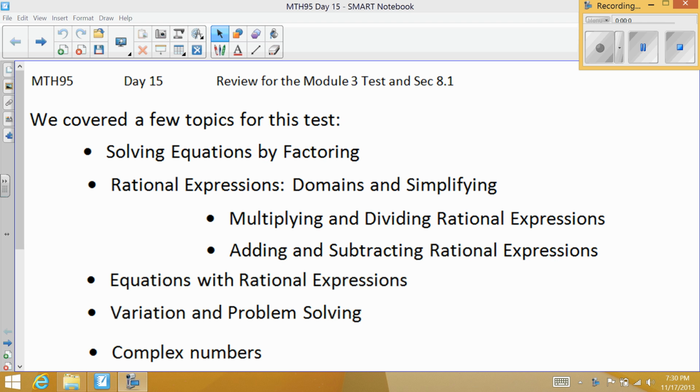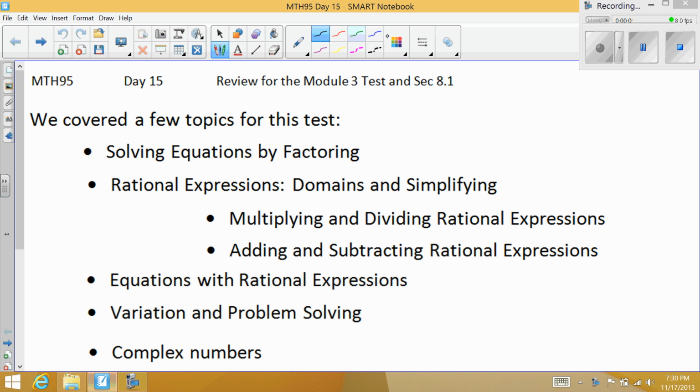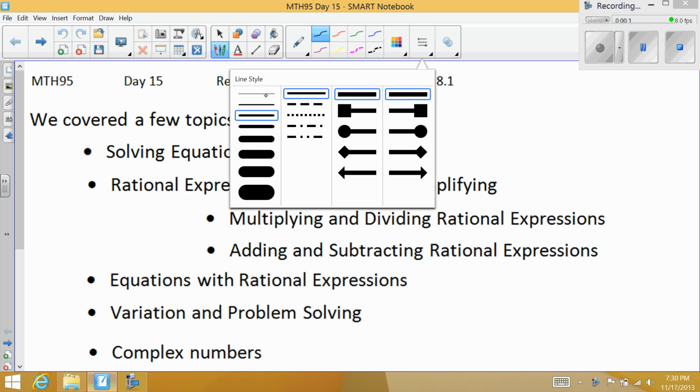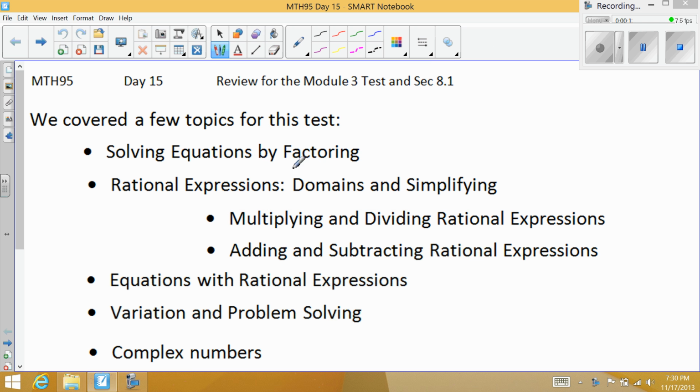So, there's been quite a few topics that we've covered for this test. Solving quadratic equations by factoring. So for that, we start with the quadratic equation. We get it into standard form, which means setting it equal to 0. Factor, set each factor equal to 0, and come up with our two solutions.